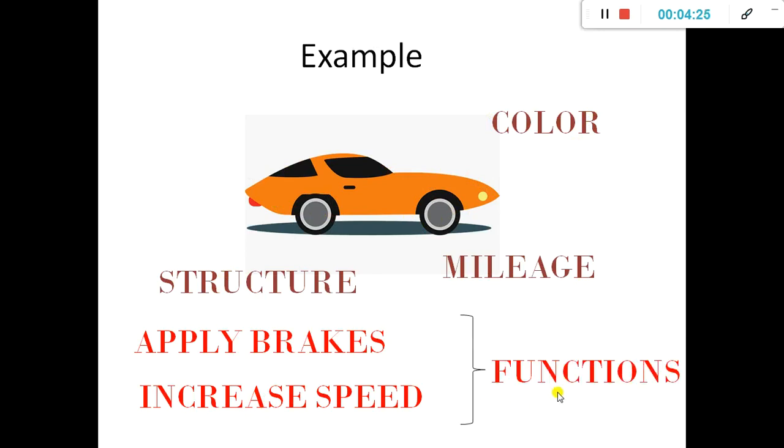So this is a class named car which has a set of related properties, that is color, mileage, structure, which are also called member variables, or you can say member properties, and it has certain functions that are called member functions, that is applying brakes and increasing the speed.